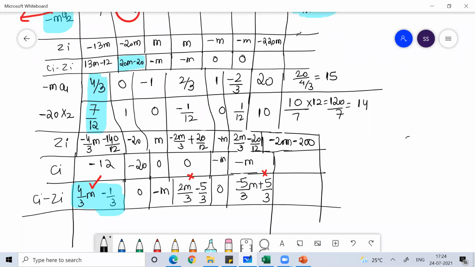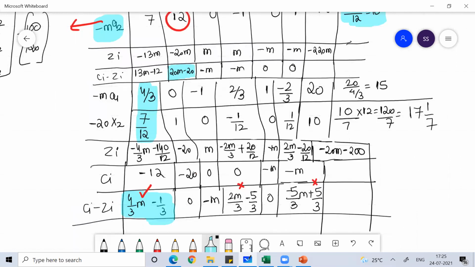So this is 20 divided by 4 by 3. This is 15. This is 10 divided by 7 by 12. This is 120 by 7. 17. No, that's not 17. 1 by 7. 17 sevens are 119.